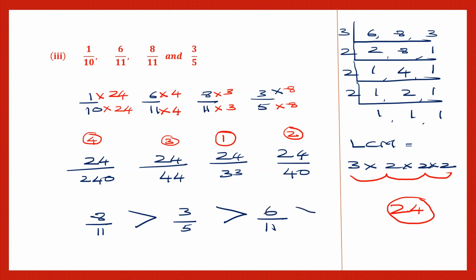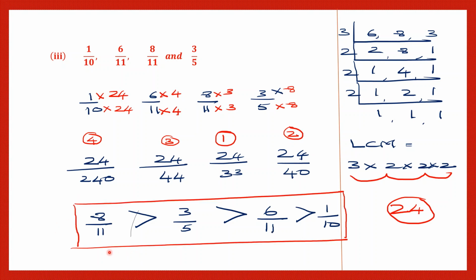Okay, and this is greater than the last one. The last one is 24 by 240, which is the first fraction here. That is 1 by 10. So 1 by 10. So we've got our answer here. 8 by 11 is greater than 3 by 5, which is greater than 6 by 11, and that is greater than 1 by 10. With this, children, we come to the end of this exercise.